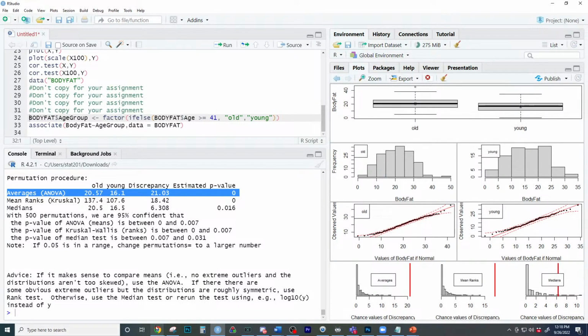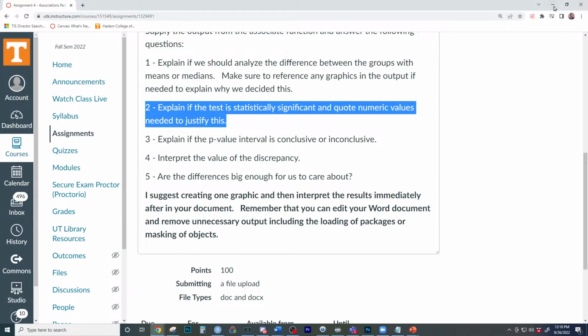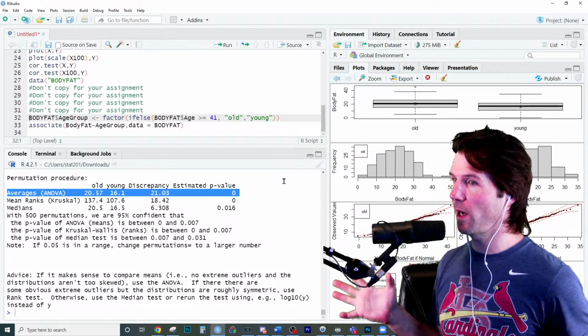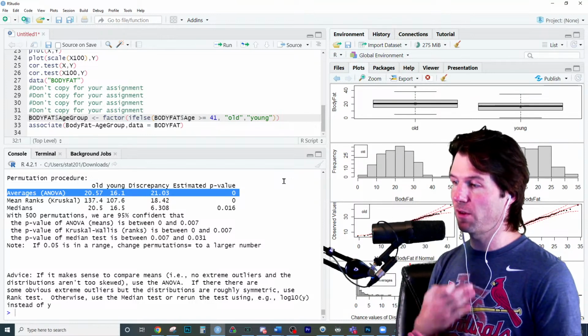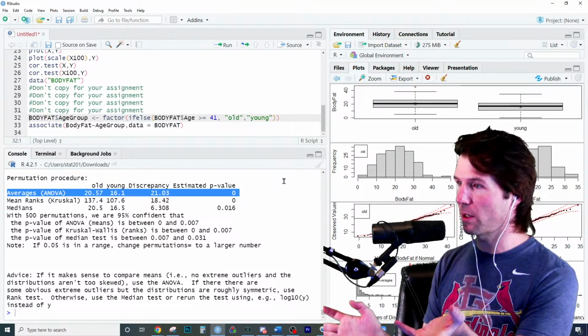So now let's get to the next question right here. And great work, everybody. This is what I love when we're answering the questions. Explain if the test is statistically significant and quote a number to justify this. Statistical significance is only the what? I'm showing you highlighted output right now. Whenever you're talking about statistical significance, you're only talking about the what.